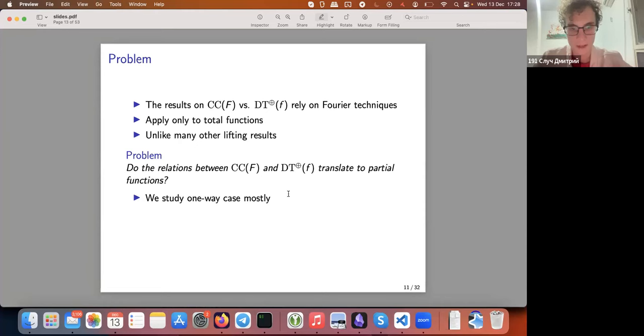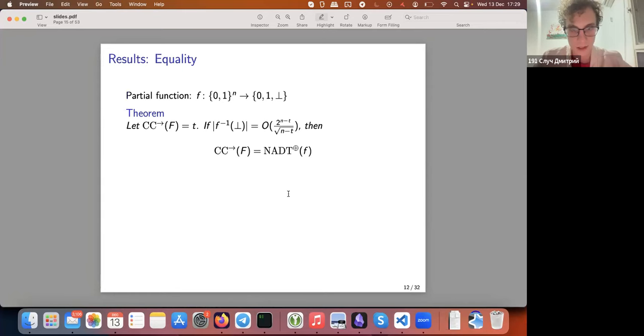And the problem is if the relation of Montanaro and Hatami about communication complexity versus parity decision tree complexity of XOR functions translates to partial functions. And we mostly study the one-way case. The answer is that it depends. We prove that for partial functions, if the number of undefined points is bounded, then the measures are equal.